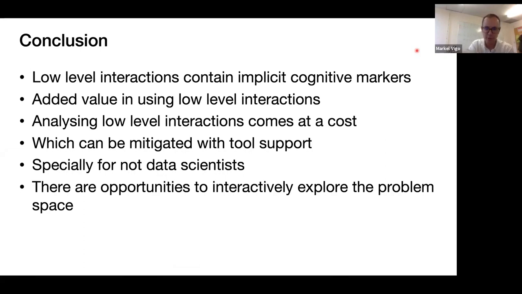Now, I think it also comes across that doing so has a cost. It has a computational cost, and a cost of involving humans in the process. But you can mitigate these problems by providing tool support, which doesn't address all the problems, but has a big coverage of existing challenges. This is especially beneficial for those who are not data scientists, and makes data science democratic for everyone and open.